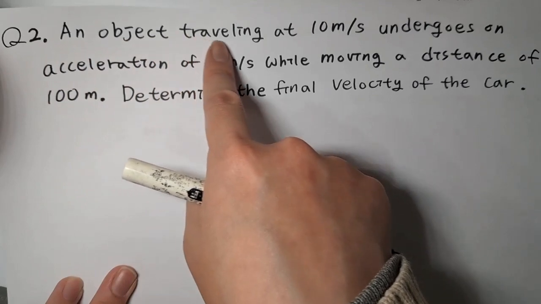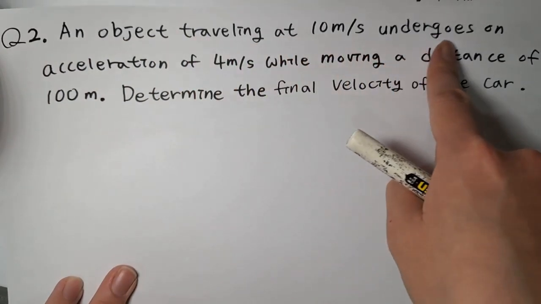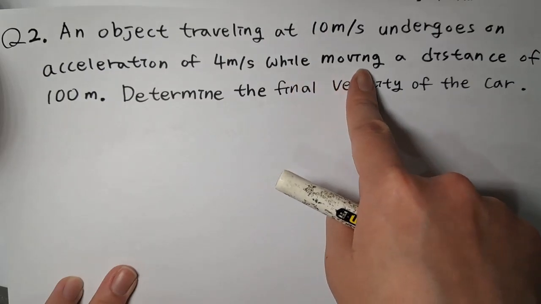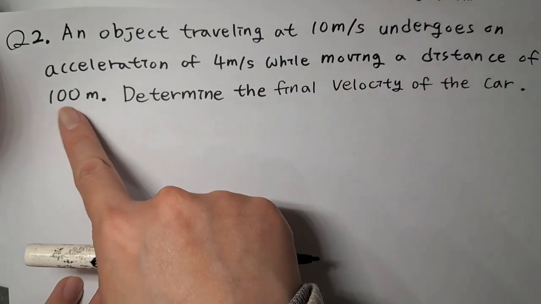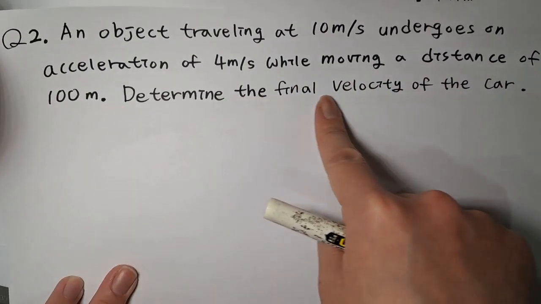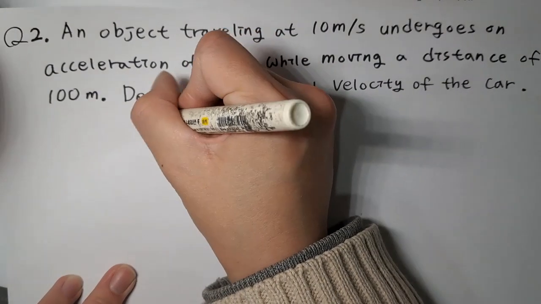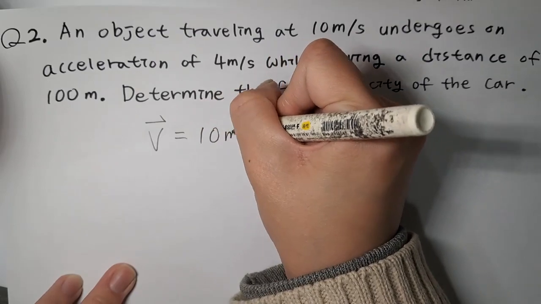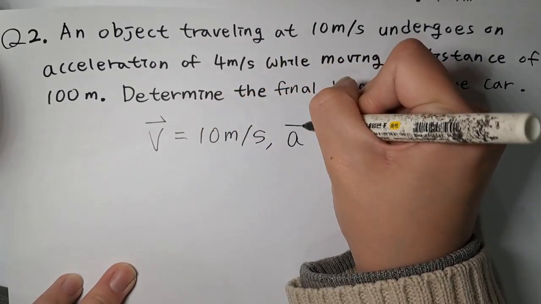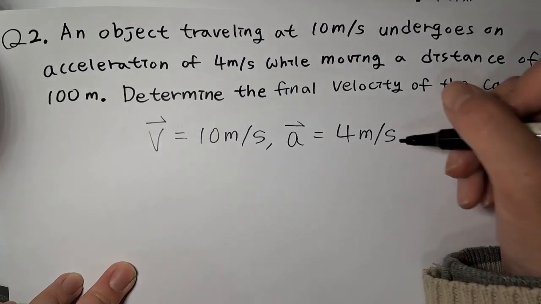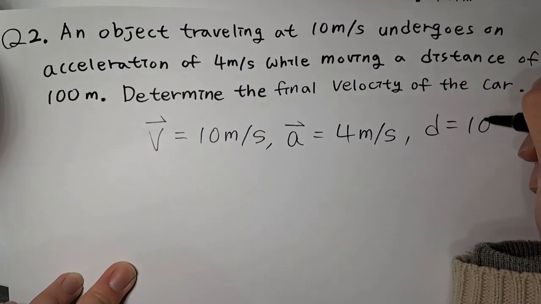An object traveling at 10 meters per second undergoes an acceleration of 4 meters per second squared while moving a distance of 100 meters. Determine the final velocity of the car. So the velocity is 10 meters per second, the acceleration is 4 meters per second squared, and the distance is 100 meters.